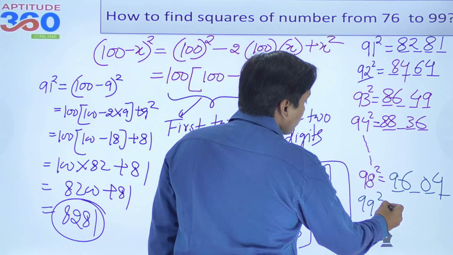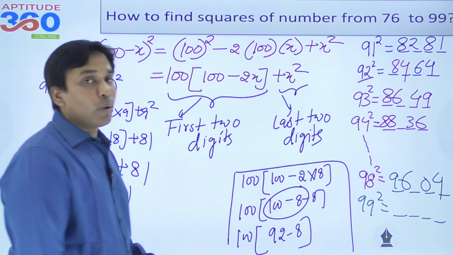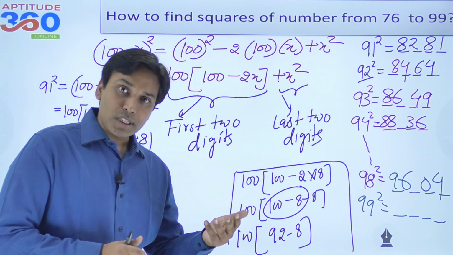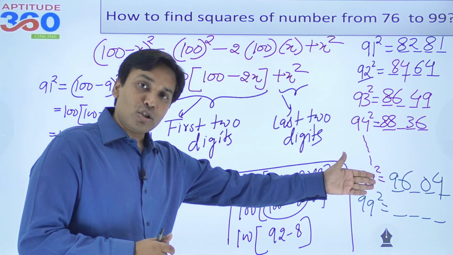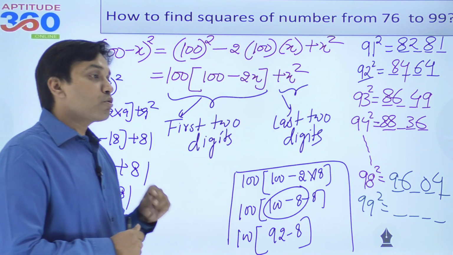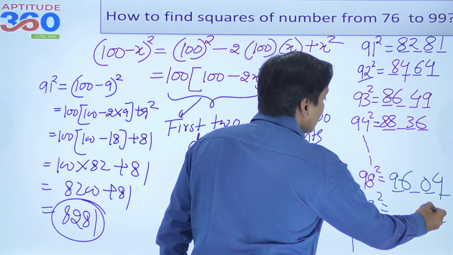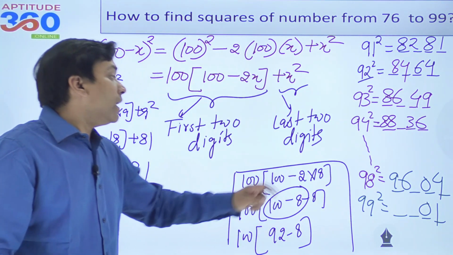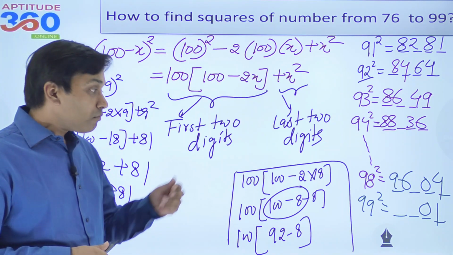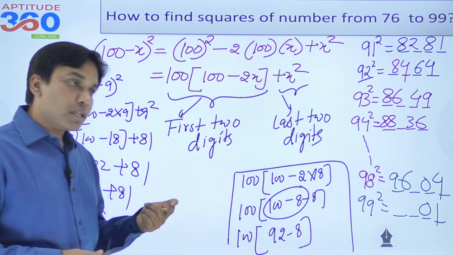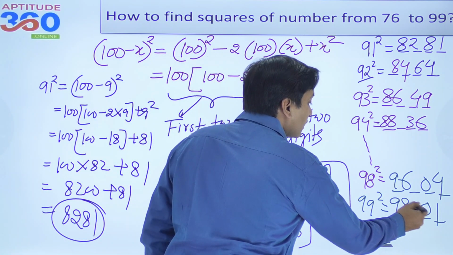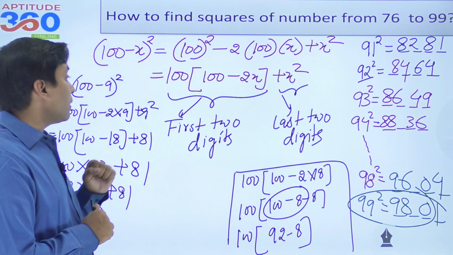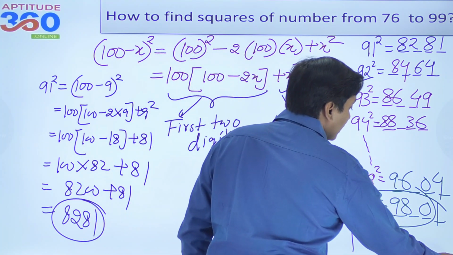How about 99 square? I was telling you that 99 square is 9801, isn't it? 32 square is 1024, which is the least 4-digit perfect square number, and 99 square is 9801, which is the largest 4-digit perfect square number. So 99 square, 99 is how much less than 100? 1. 1 square, so the last 2 digits will be 01. How about the first 2 numbers? 99 minus 1 is 98, as simple as that. So did you understand this? We will do one more problem.